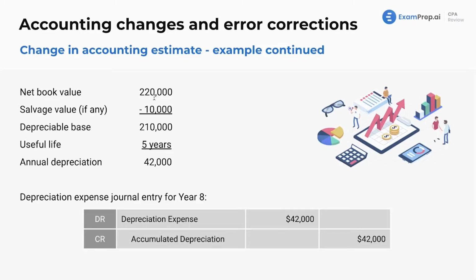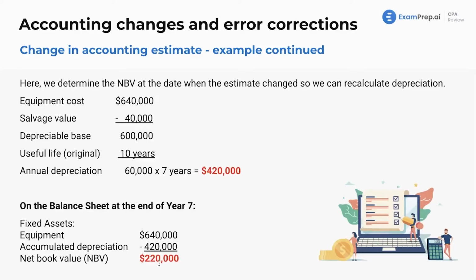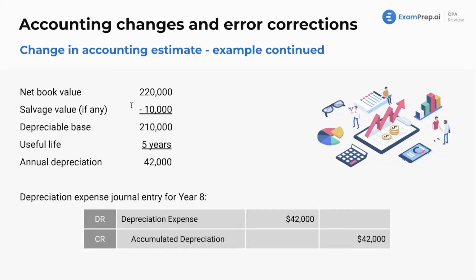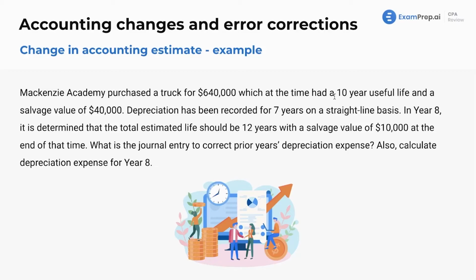Well, we carry forward that 220 of net book value that we ended up with at the end of year 7. Then we update that based on the new salvage value, which is 10. So now we have a new depreciable base of 210. This is kind of like a reset. And then how much useful life do we have left? Well, originally we had 10. We completed 7 years. Now we really had 3 left, but then they added 2 on because it's now 12 years. So that's an extra 5 years remaining. We have more to go.